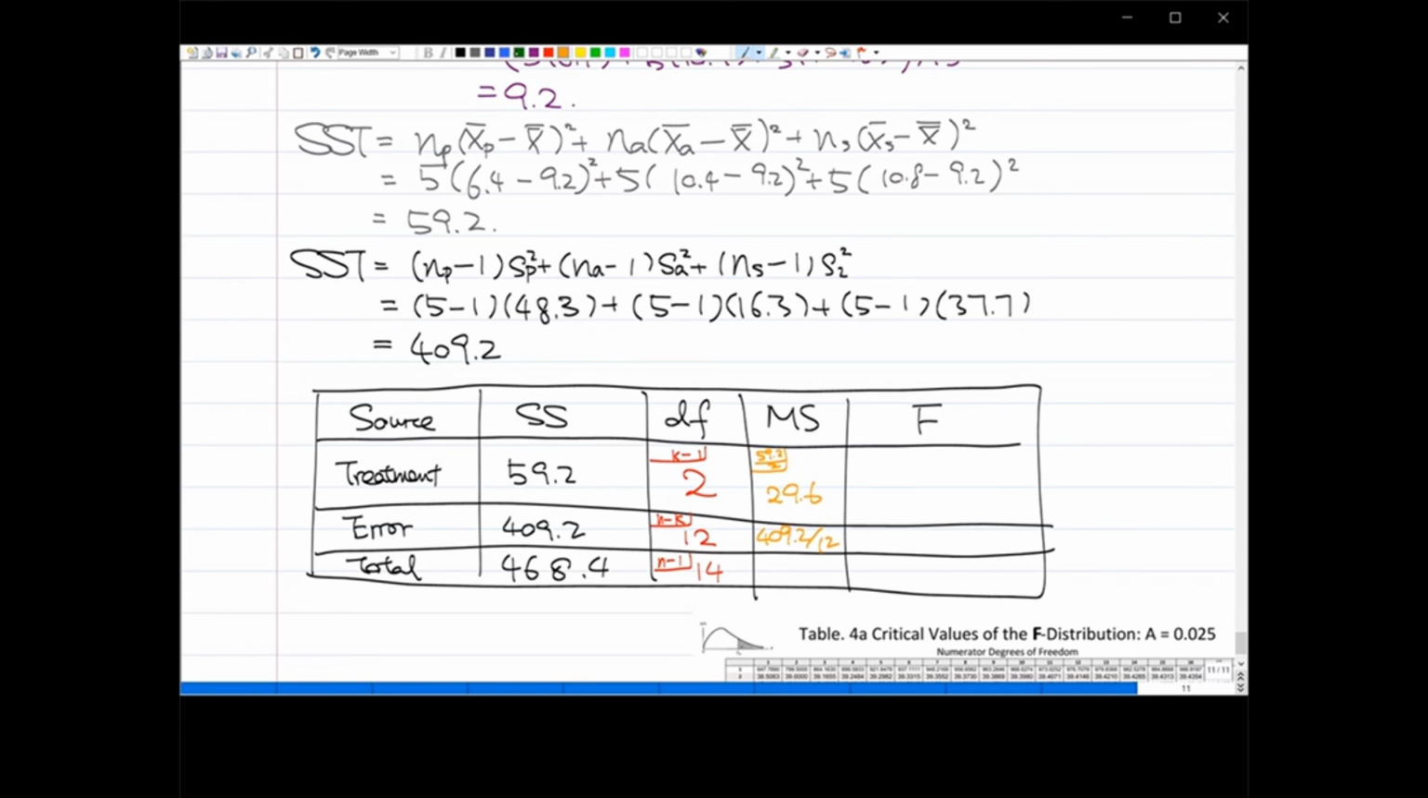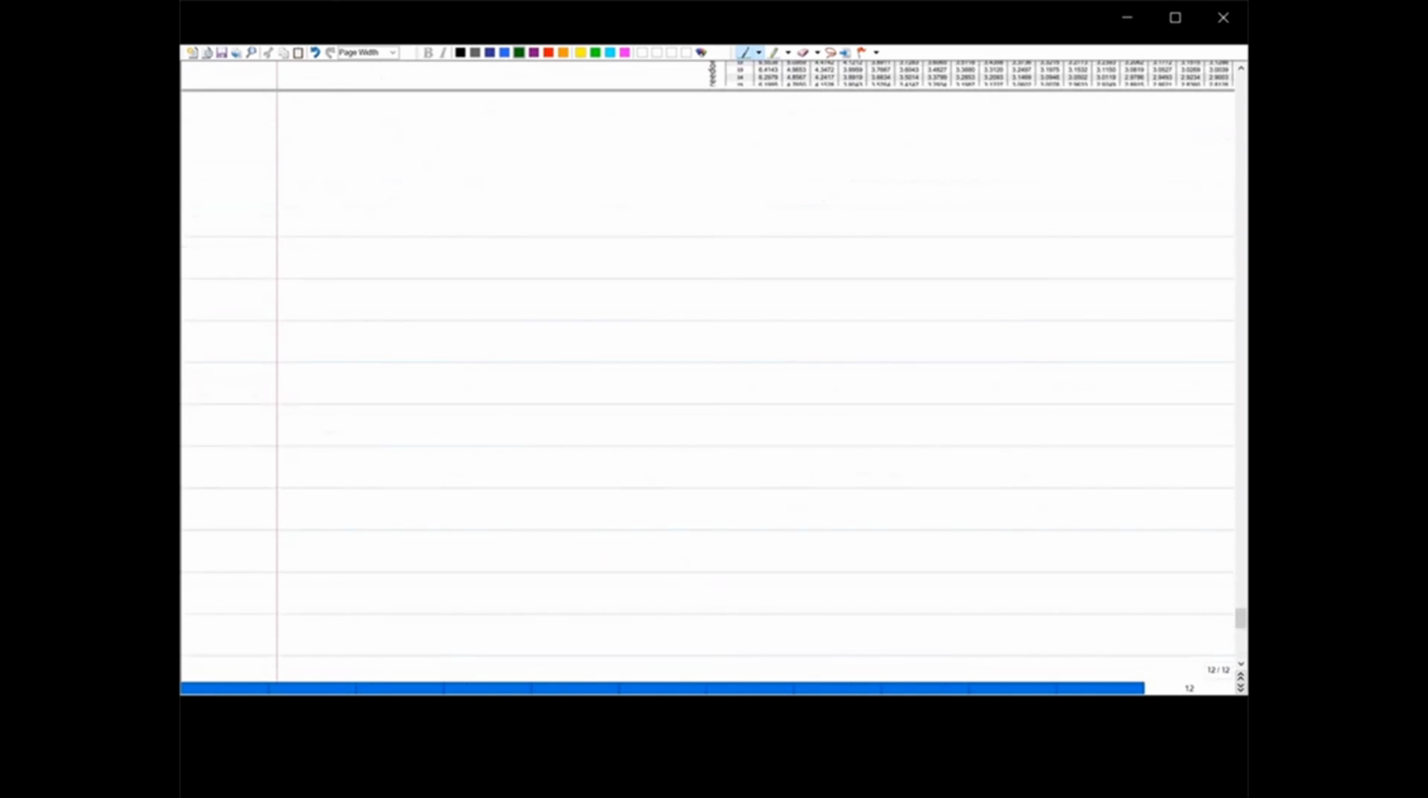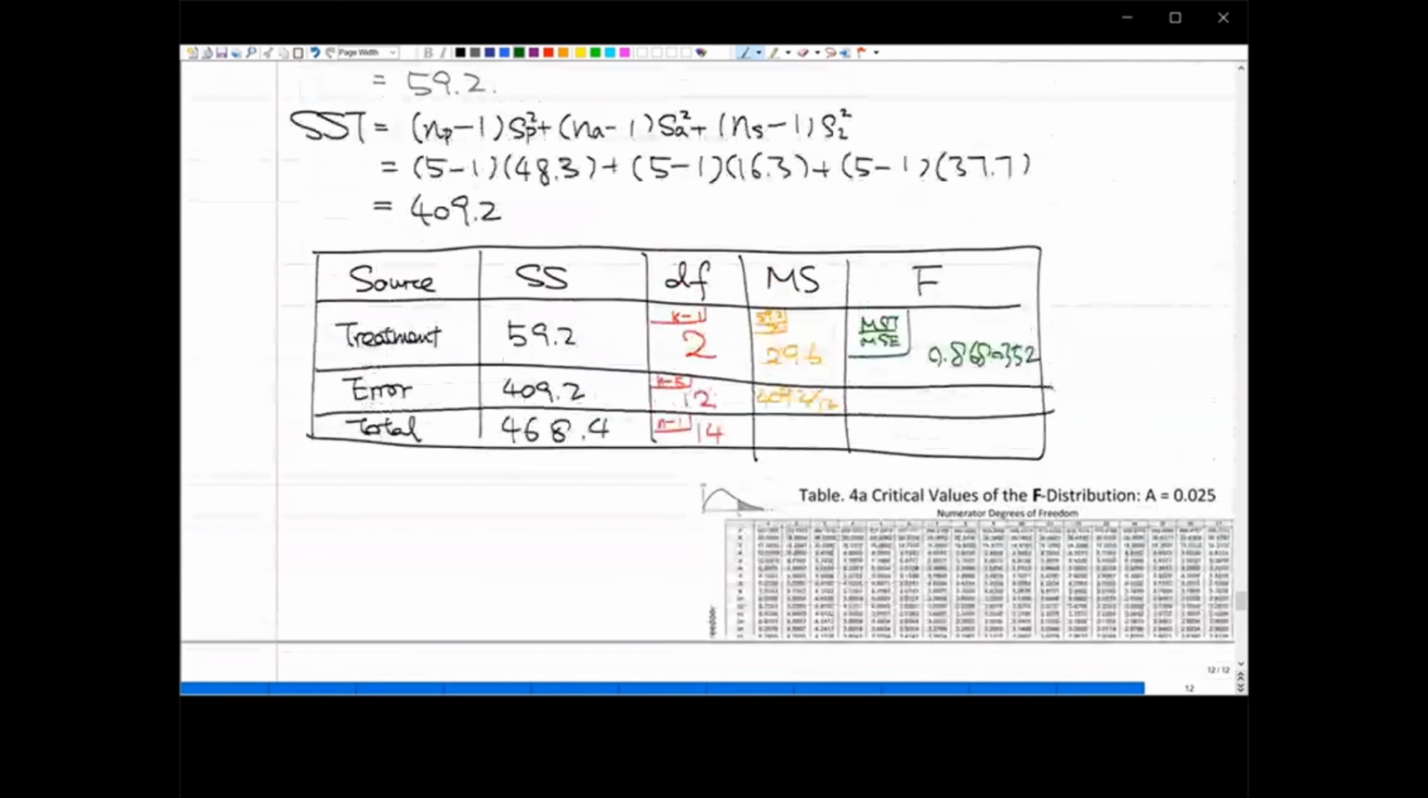So finally, we have the F statistic, which is the MST divided by MSE. In this case, we have 0.868. All right, so now with all this hard work, we have our test statistic. And this is our step number 2.